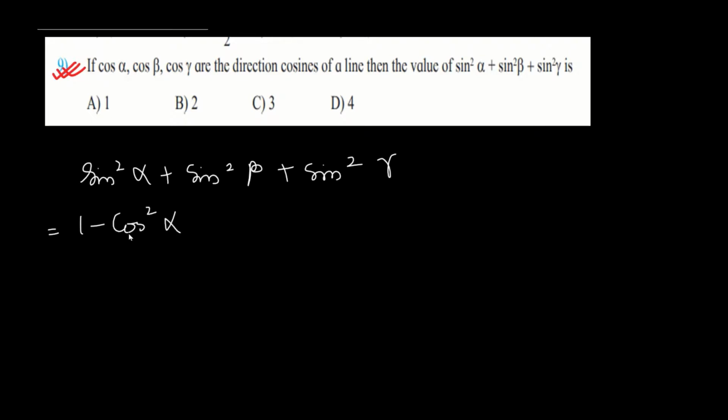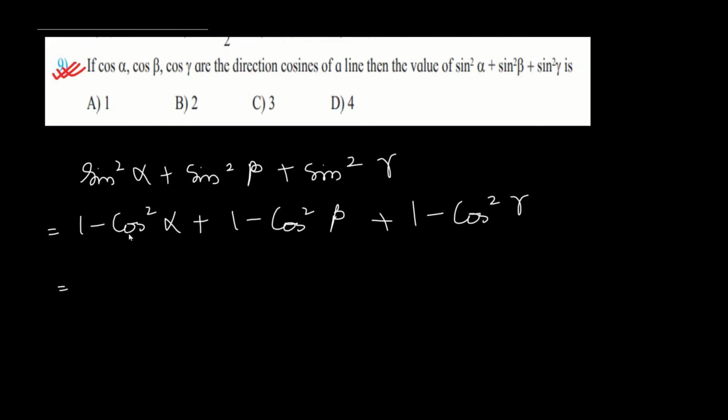Very simple question. We take sin square alpha plus sin square beta plus sin square gamma, and we write sin in terms of cos by writing sin square alpha as 1 minus cos square alpha. Similarly, 1 minus cos square beta and 1 minus cos square gamma this way.